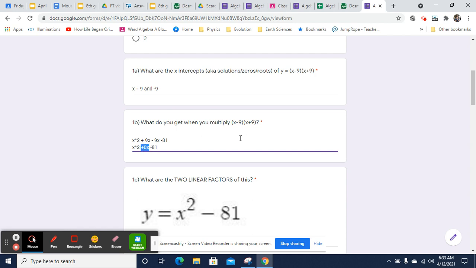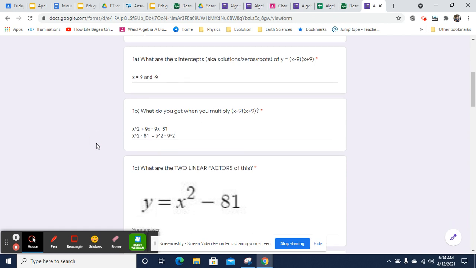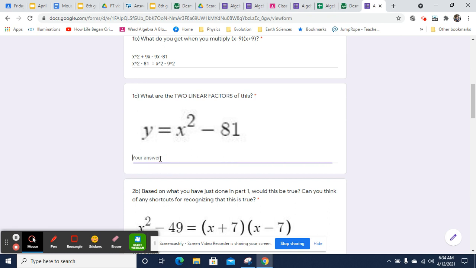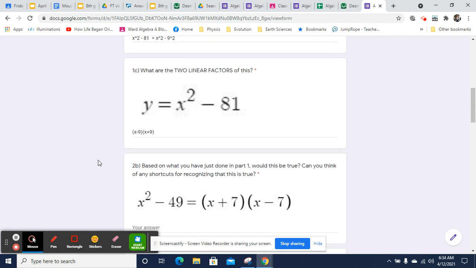So when you get that 0x, you don't even need it. It's useful to note that it is there, but you don't need to write it. You've got just x squared minus 81. And you might notice that that says x squared minus 9 squared. So notice I've got an x, I've got a 9, x squared minus 9 squared. So x minus 9 times x plus 9 gives me x squared minus 9 squared, or x squared minus 81. And you probably have already worked it out now. It's x minus 9 times x plus 9. That's just going the other direction.